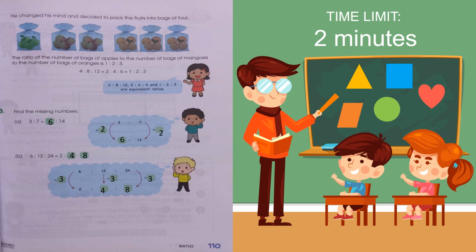Similarly, in part B, we have 6:12:24, which equals 2 and a missing number, and we have to find the missing numbers. Here, if we observe, we can easily see that 2 comes as a result of the division of 6 by 3. So we have to divide the other 2 numbers by 3 as well. If we divide 12 by 3, we have 4, and if we divide 24 by 3, we have 8. So we have the ratio 2:4:8 in its simplest form.